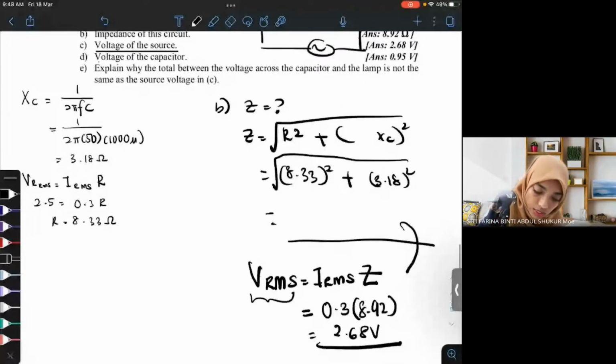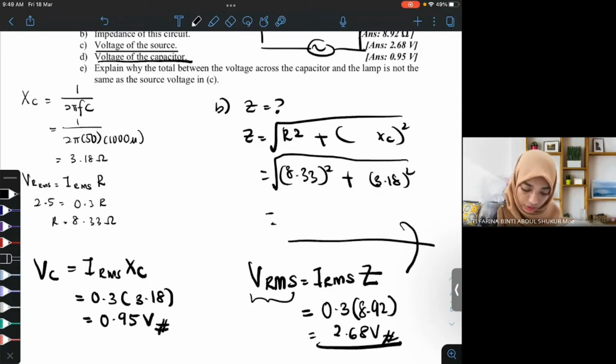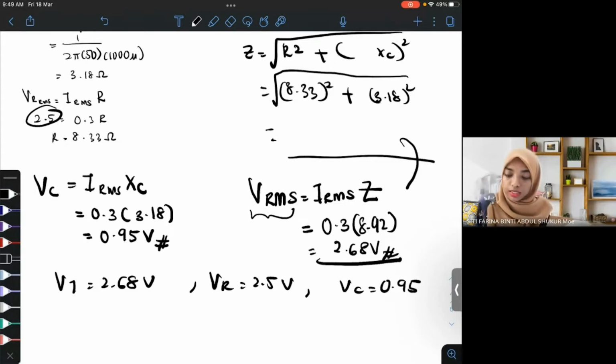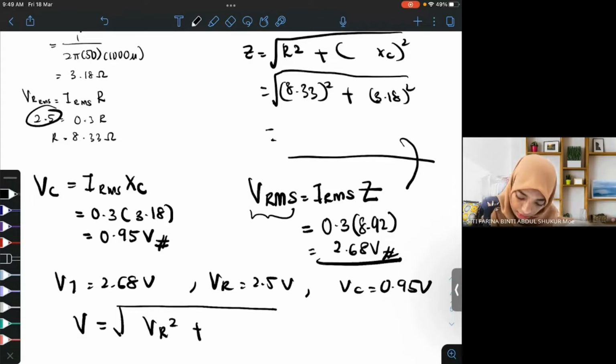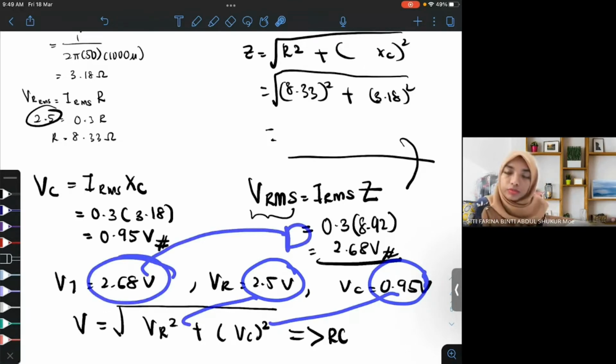Next dia minta voltage across capacitor. Maksudnya kita nak VC sahaja. So bila nak VC sahaja, ini akan jadi I XC lah. Okay, so I 0.3, XC kita dah cari dekat soalan 1. Kita masukkan, kamu dapat 0.95. So as you can see, you have 3 different voltages dekat sini. Kita ada V total sebanyak 2.68, VR adalah 2.5, VC adalah 0.95. Okay, sebab kita tahu voltage total dekat sini adalah hasil gabungan resistance dan juga capacitance sebab kita punya circuit adalah RC circuit. So if you take this value and this value, kamu masukkan dekat sini, kamu akan dapat balik ini sebenarnya, which is your V total.